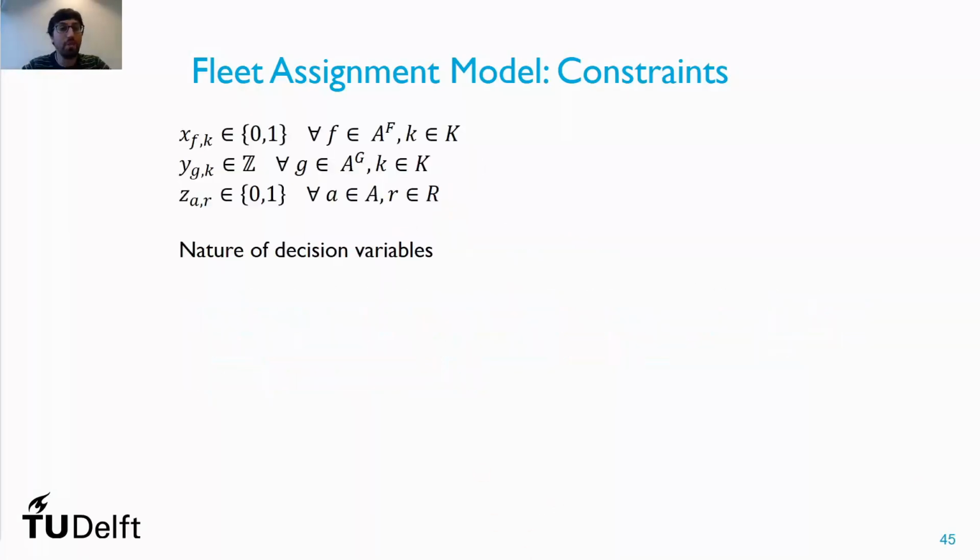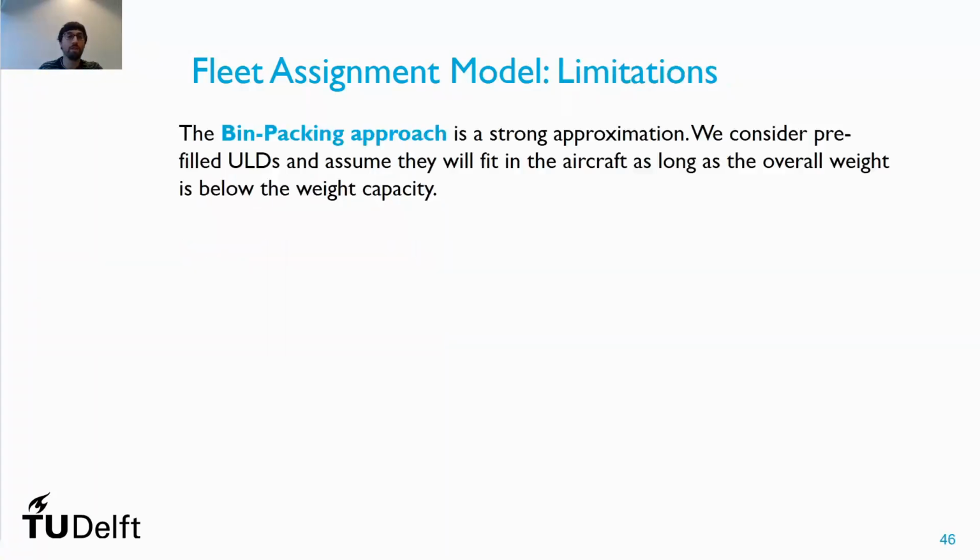And let's finish off with the nature of the decision variables. As mentioned before, XFK is binary, GK is integer because we can have more than one aircraft of a specific type grounded, so moving between the same airport forward in time. And ZAR is also binary because we are focusing on each request. So it's if a request moves along a specific arc or not.